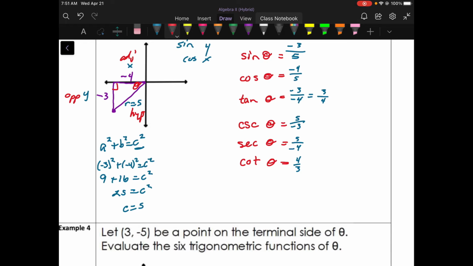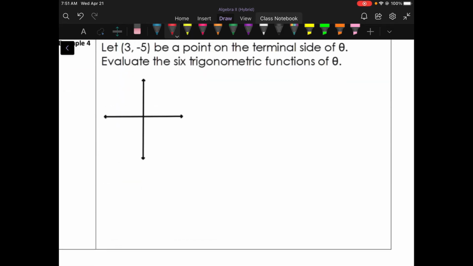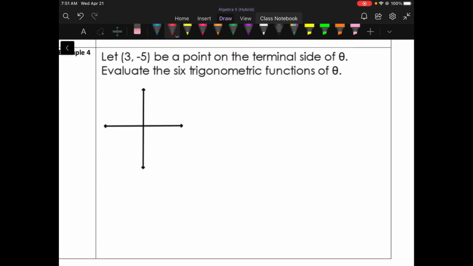But if you look at it, sine is opposite over hypotenuse, which is -3 over 5, which we got. Cosine is adjacent over hypotenuse, so -4 over 5. So either way, it works the same. But this kind of uses that reference angle idea, like I said, which we'll get to tomorrow. So let's try another one.